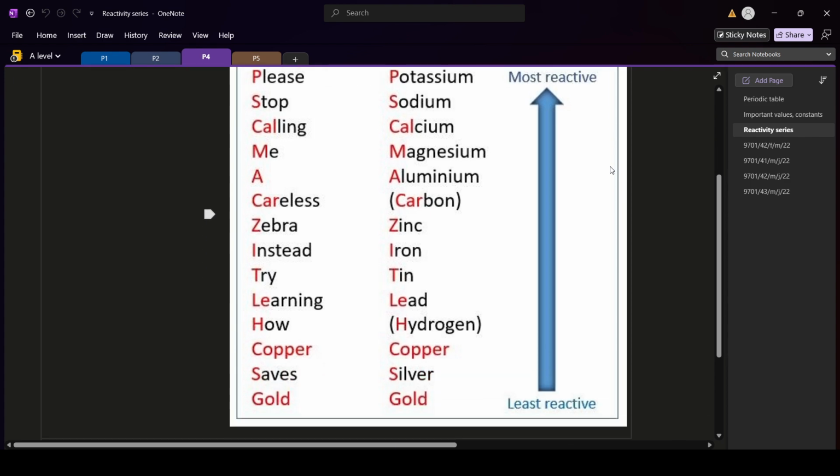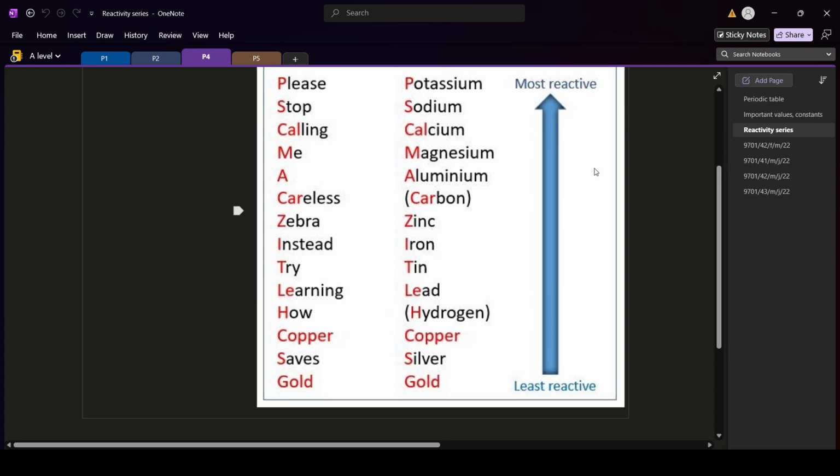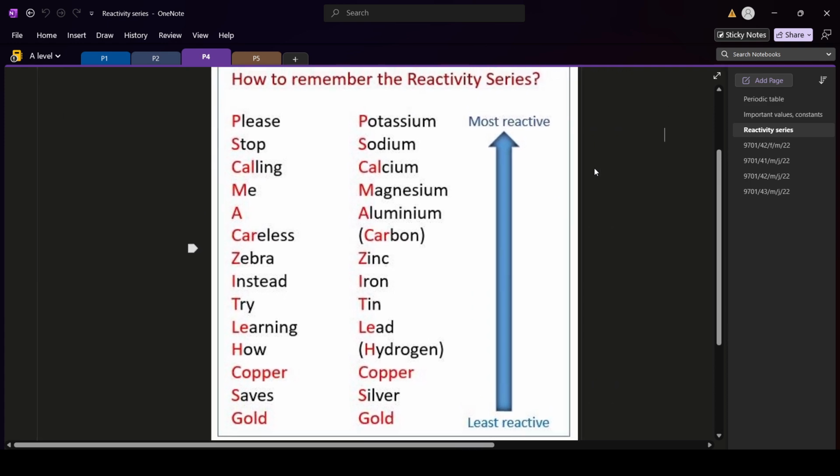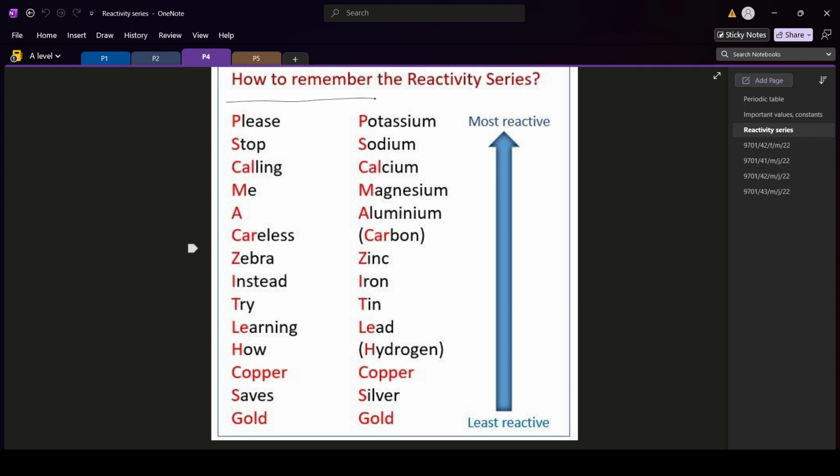You have to remember this because this reactivity series is used in O levels and IGCSE as well. I also showed you a way to remember this: Please stop calling me a careless zebra. Instead, try learning how copper saves gold. You can make this sentence or any other sentence like this to remember the reactivity series.